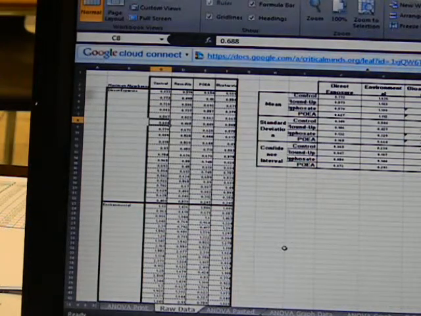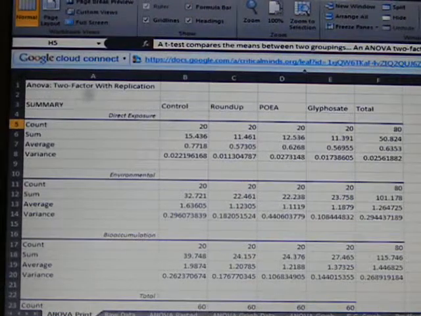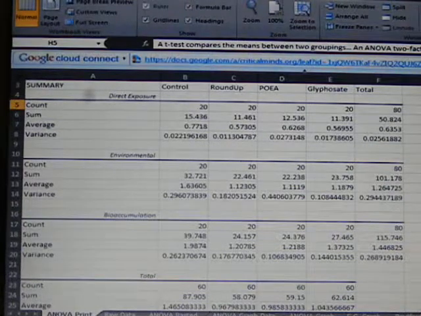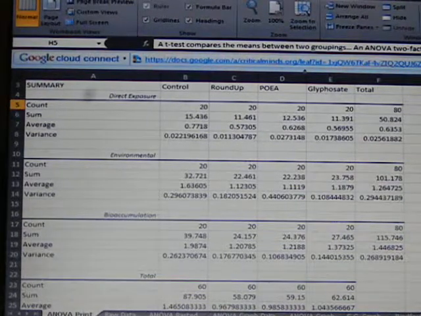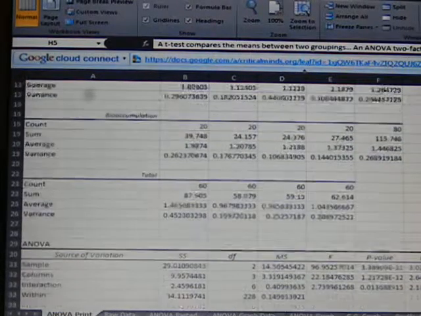This is the output from the ANOVA. I deleted a lot of it for your poster, so you don't see all this information. But in the actual Excel file, which I'll forward to you, all this information is present. It counts the number of things, so you have 20 trials. It adds all the values up, averages them, and finds the variance. It does this for direct exposure, environmental contamination, and bioaccumulation, with regards to your control, Roundup, POIA, and glyphosate. Down towards the bottom is the actual meat and potatoes of everything.